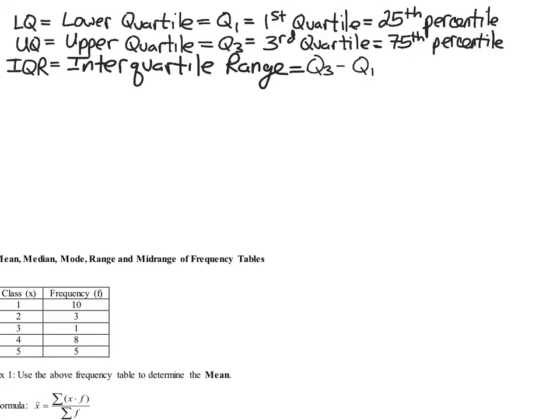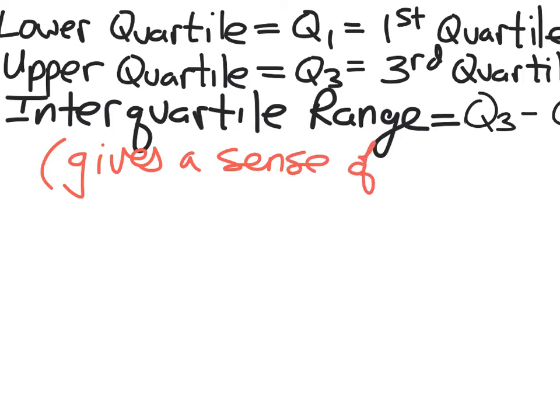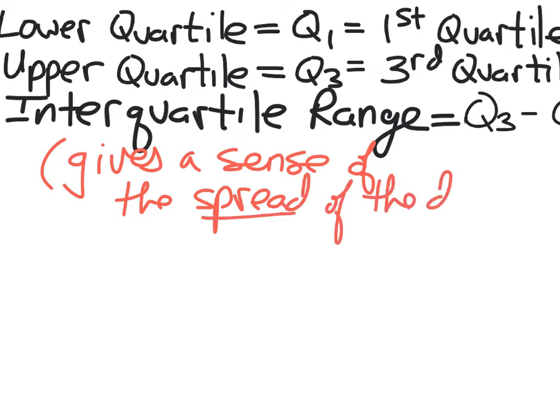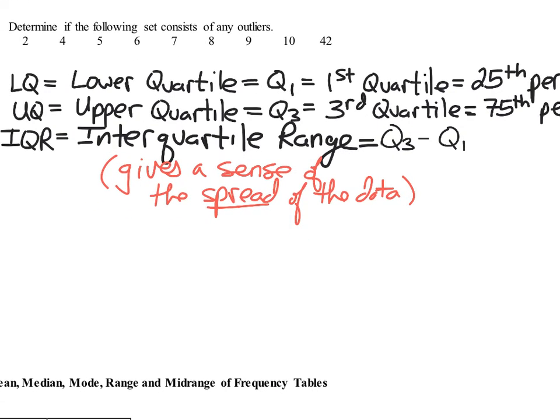All right, so an interquartile range gives us a sense of the spread of the data. All right, so how do we find these things? Well, first we're going to identify the median. So we're going to count our way inward. Median is 7.